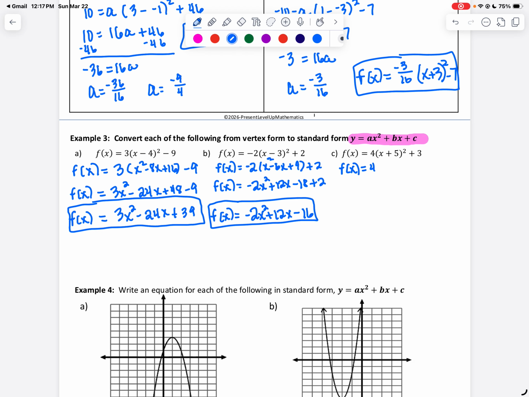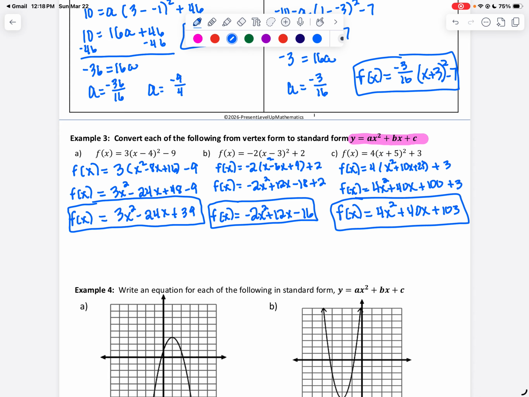So I wrote down a 4, a big parenthesis, and then a plus 3. This was x squared plus 10x plus 25. And that gives me f of x equals 4x squared plus 40x plus 100 plus 3. So when I combine like terms, 4x squared plus 40x plus 103. Now, let me show you when you would need to use this process.